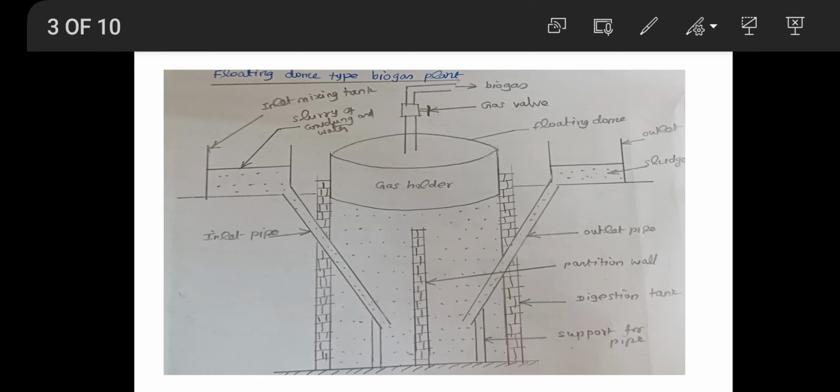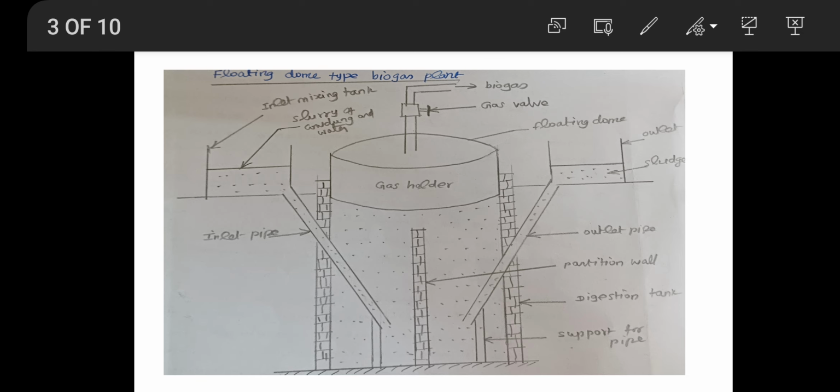It consists of two main elements. One is the digester, another one is the gas holder, and there is an inlet pipe and an outlet pipe, and in between them there is a partition wall. The tank is made of brick construction, and it is underground, below the ground level. The inlet tank is connected to the digester by the inlet pipe.